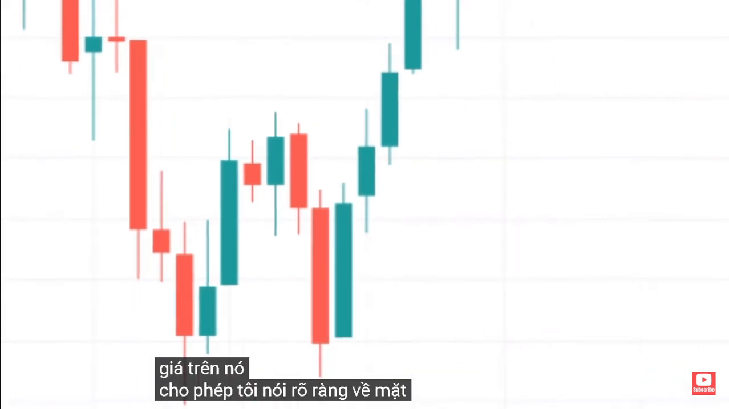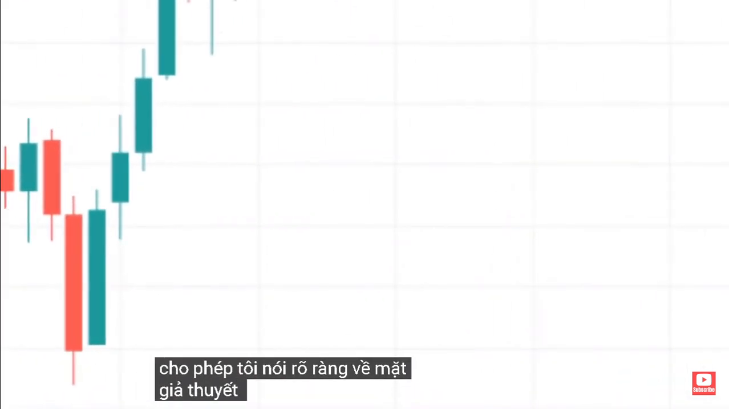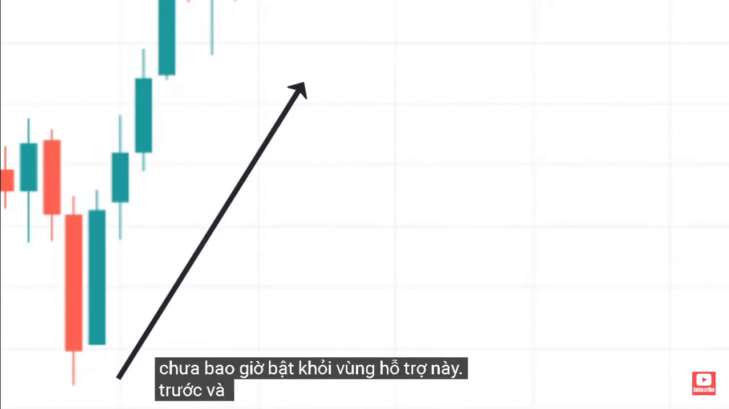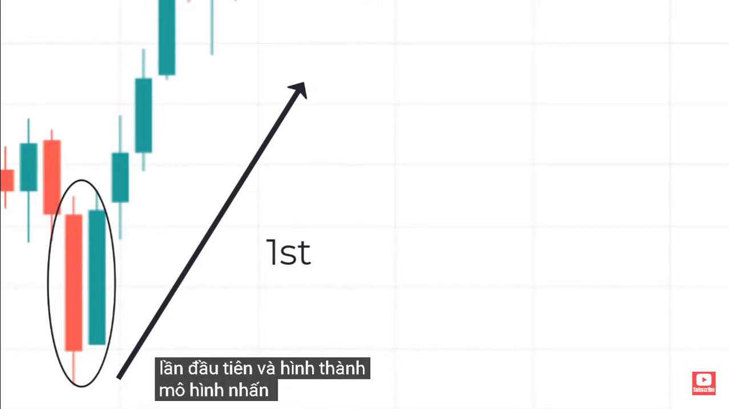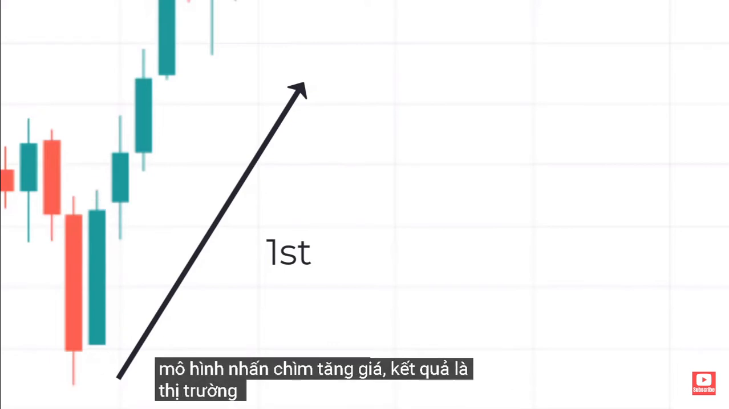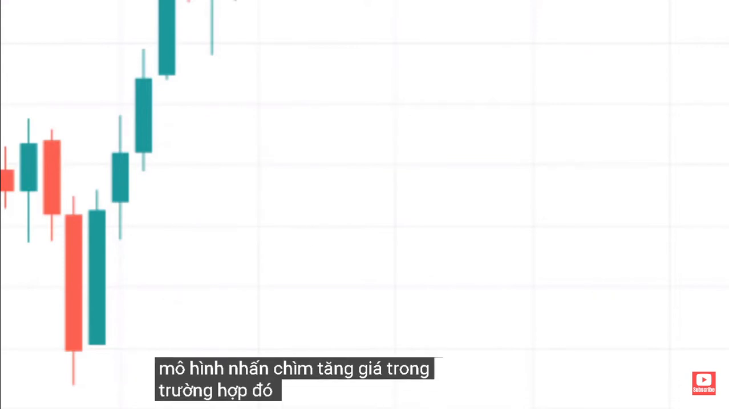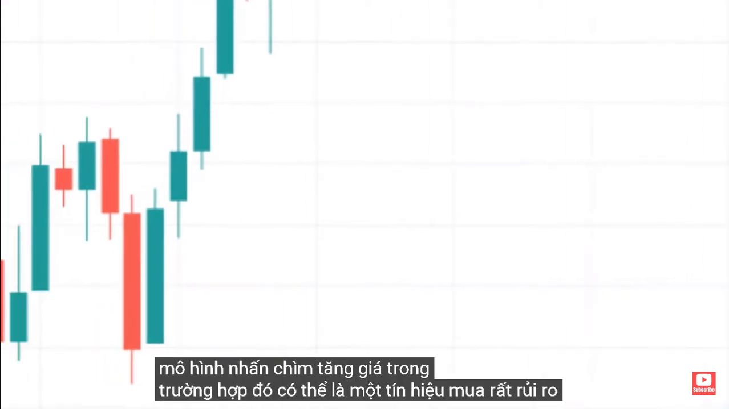Allow me to make it clear. Hypothetically speaking, if the price has never bounced from this support zone before, and has just bounced now for the first time, and formed a bullish engulfing pattern as a result, then the market might be trapping the buyers, and the bullish engulfing pattern in that case could be a very risky buy signal.